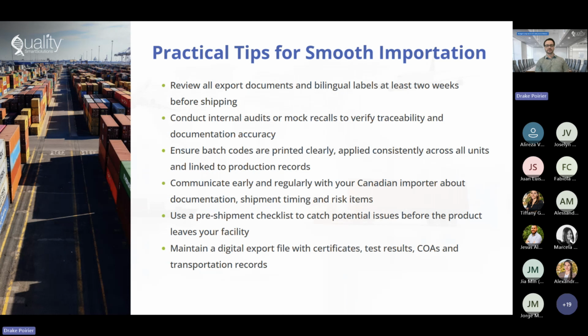So have your documents and labels reviewed at least 2 weeks before shipping is generally what I would say. The earlier the better though. So if you know you're 3 months away from shipping to Canada, it's never too early to get started on the process with your importer. Having all this done as early as possible will allow you sufficient time to make any adjustments needed, especially if it's label adjustments, things you might have to reprint. That can take a significant amount of time. So having more time in advance will help you with that.